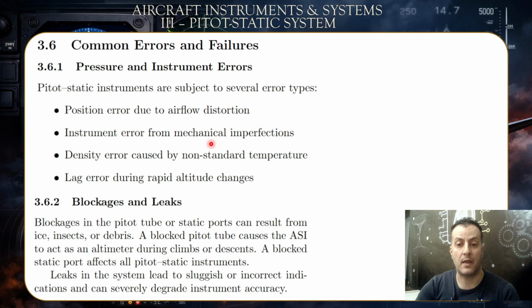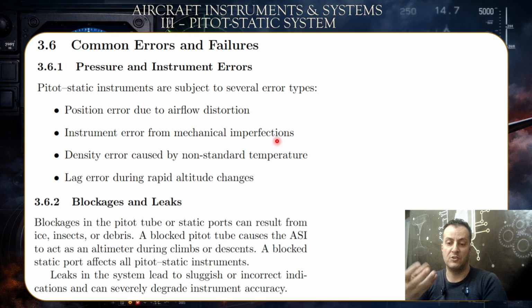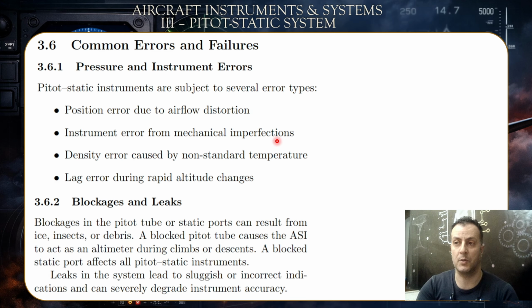Instrument error from mechanical imperfections, because as we know, the diaphragm motion is what we rely upon to measure different parameters such as the VSI, altimeter, and airspeed. So a mechanical fault within the instrument can lead to a misreading. Okay, it can break in flight at times.